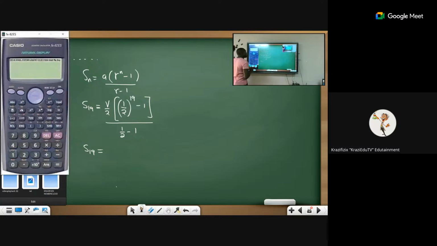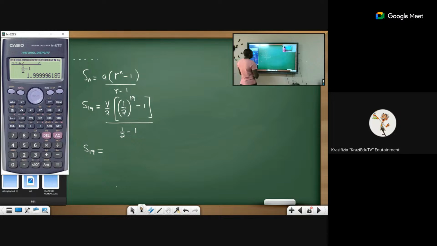So I wanted to see application of questions here. Don't worry about the V over 2, just leave that. What do I have? 1 over 2 to the power of 19 minus 1. We close the bracket over what? Half minus 1. Okay, what's going on? What did I leave? Oh, I opened a bracket and I didn't close it. Or I closed and I didn't open it. 1.999, all right, it's approximately 2.